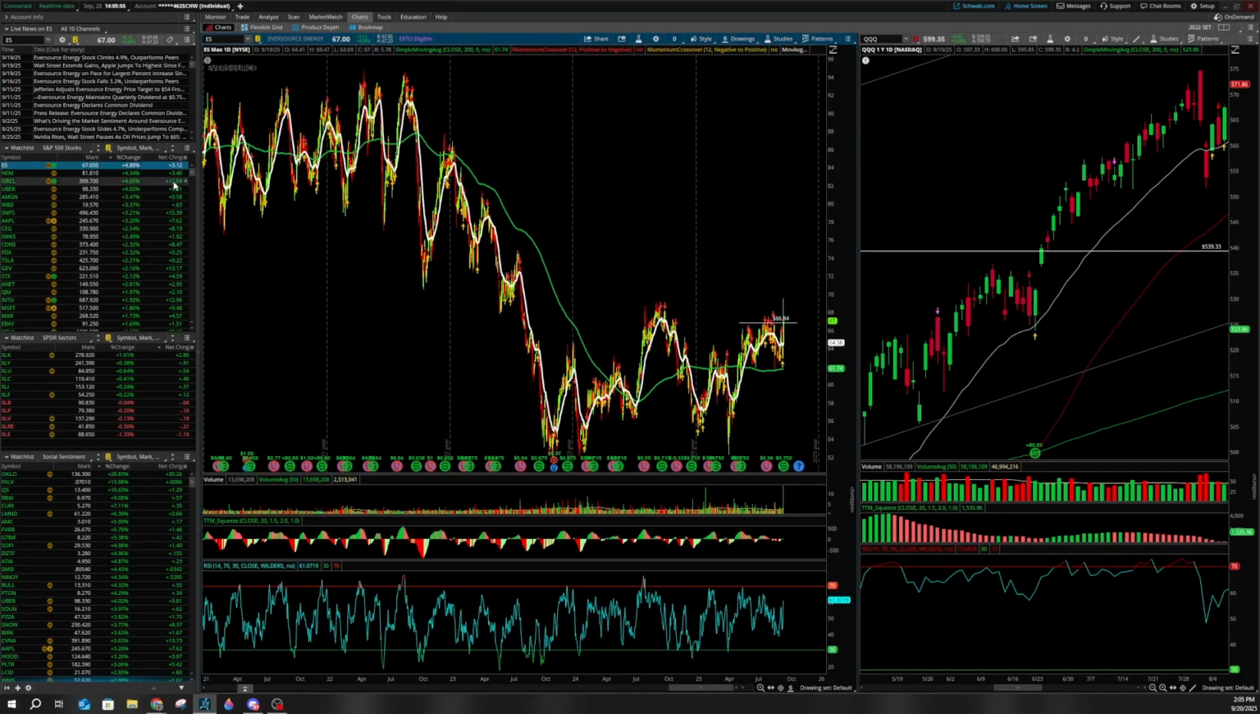And here's what I have for my scanner. This scanner helps me find exactly what I'm looking for, which is outperforming stocks, okay? So Aaron said, what do you look for when you are setting up your scanner to find these stocks? This is what you look for, okay, team? This is what you need.